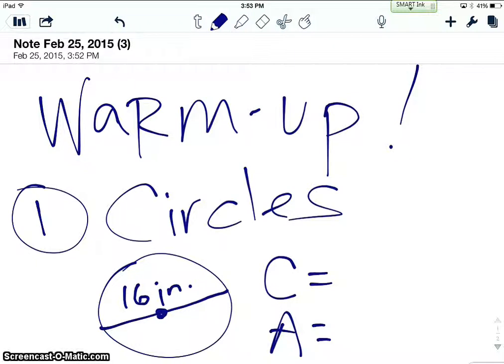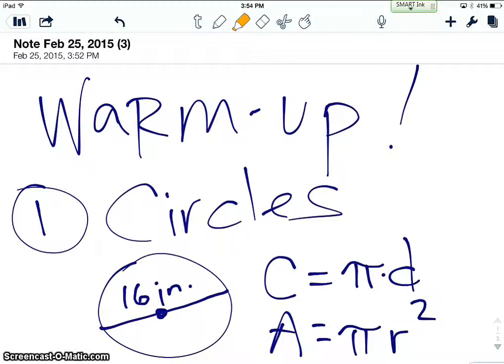Okay, so the formulas, you will be given those on the test. Maybe you can write them before I write them out. Circumference equals pi times the diameter. And area equals pi r squared. All right, so circumference, where is it on the circle?